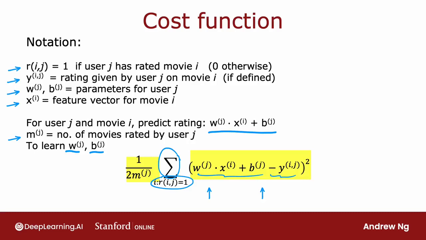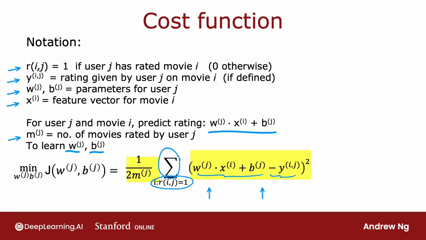And this is very much like the cost function we had for linear regression with m, or really mj, training examples, where you're summing over the mj movies for which you have a rating, taking a squared error, and then normalizing by this 1 over 2 mj. And this is going to be our cost function J of wj, bj. And if we minimize this as a function of wj and bj, then you should come up with a pretty good choice of parameters wj and bj for making predictions for user j's ratings.